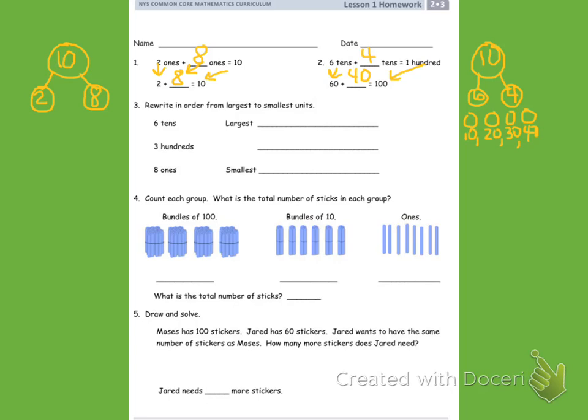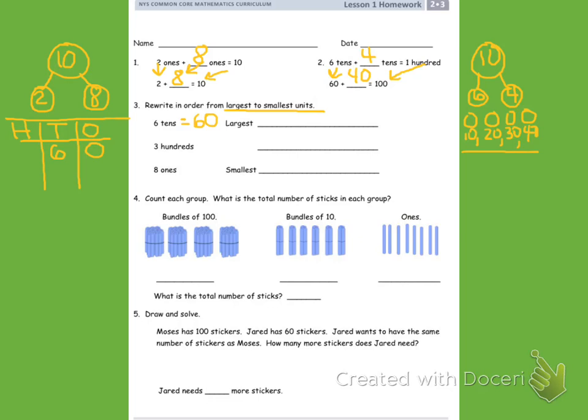For problem 3, it's necessary to figure out how much each of the numbers are worth in order to rewrite them in order from largest to smallest units. 6 tens. I think I'll use a place value chart. This is the ones column, the tens column, hundreds column. I'll put the number 6 in the tens column. All the columns after it get a 0. So 6 tens equals 60, or 6 tens is the same as 60.